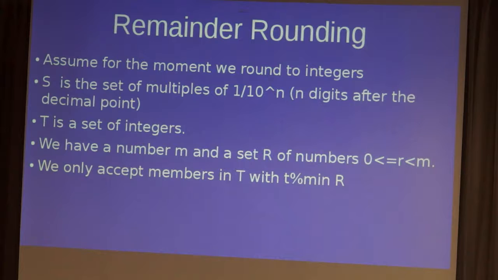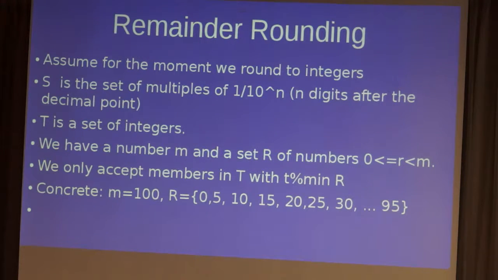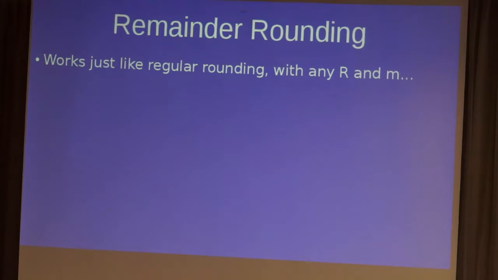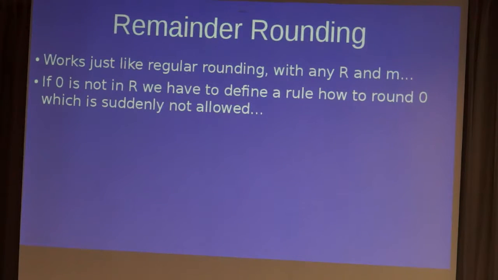So we can say we have 0 and 5 that we allow, but we can also say we allow 2, 5 and 7 or whatever you like. Usually it's like this, or I did it like this. And then, as I said, it works like regular rounding, but it can be interesting if you want to tweak this thing, you can exclude the 0.